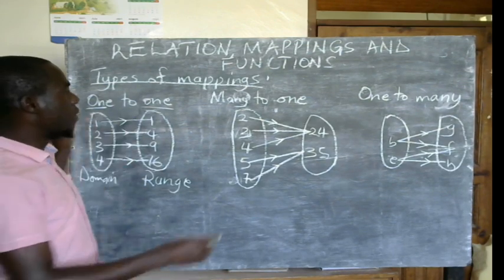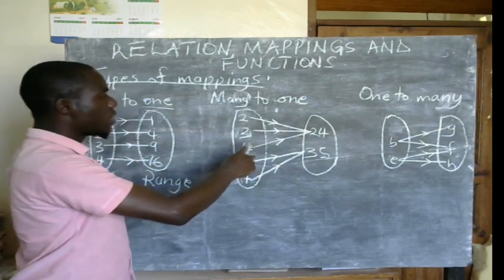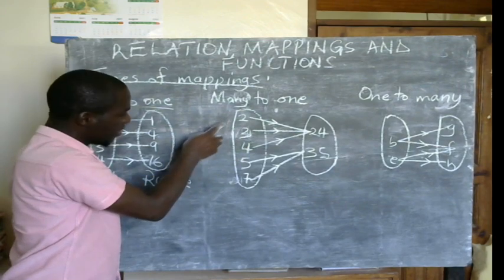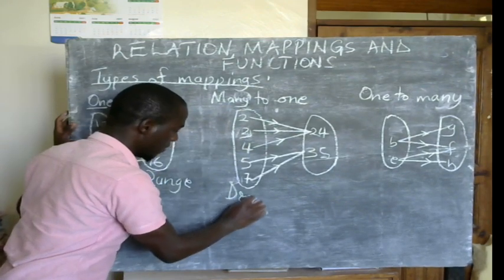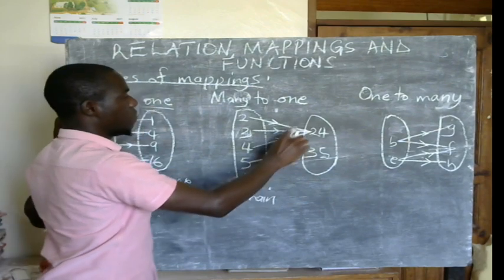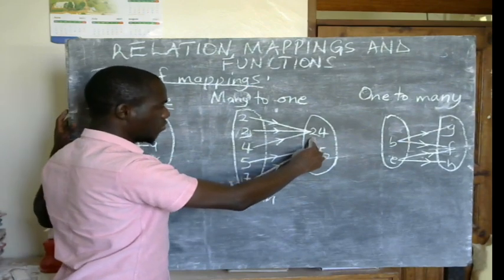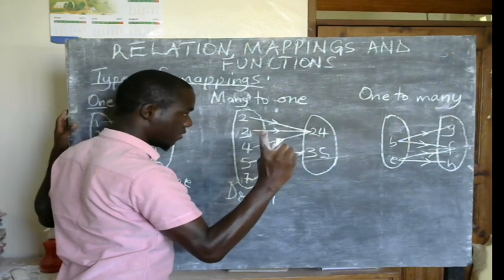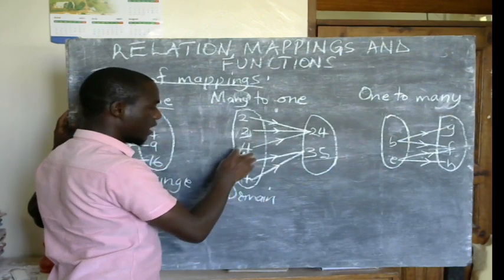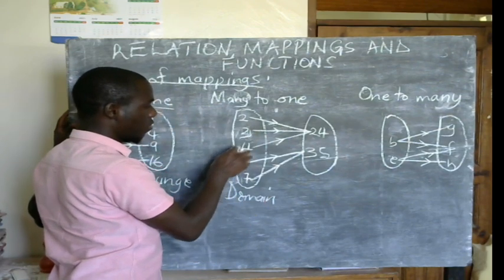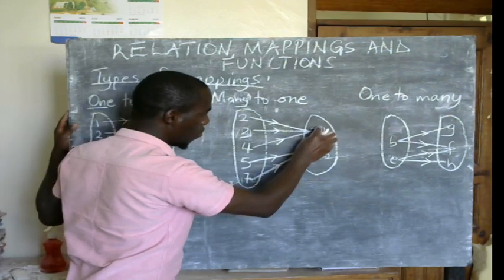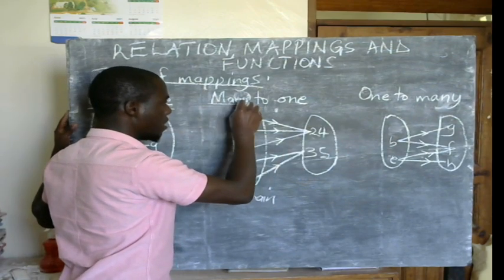Then many to one: we have more than one element in the domain being mapped onto only one element. So here there are 3 objects being mapped onto one image. That is the many to one.